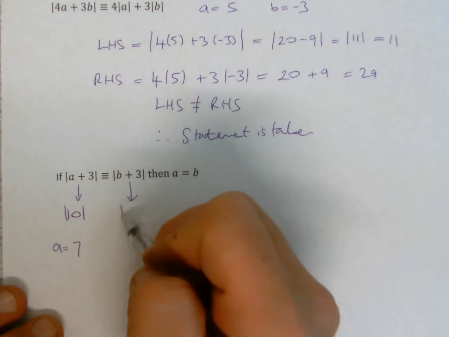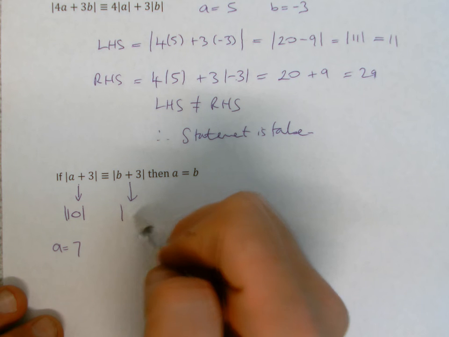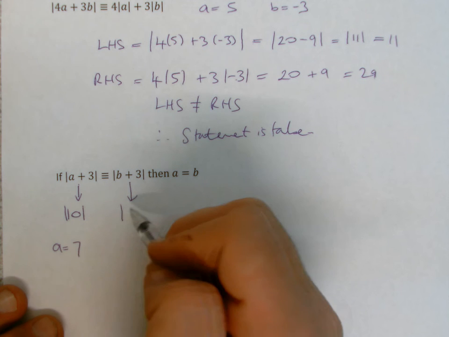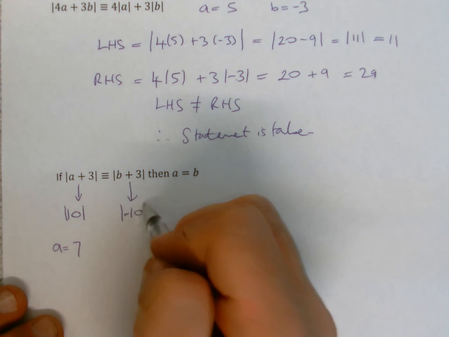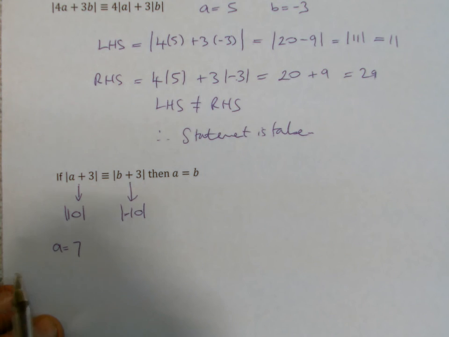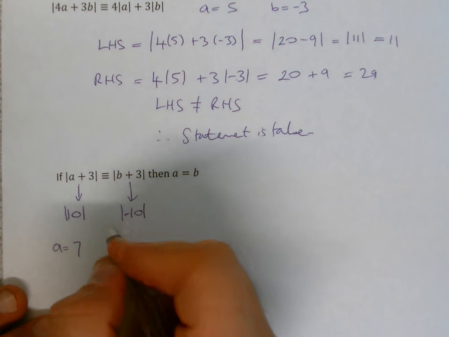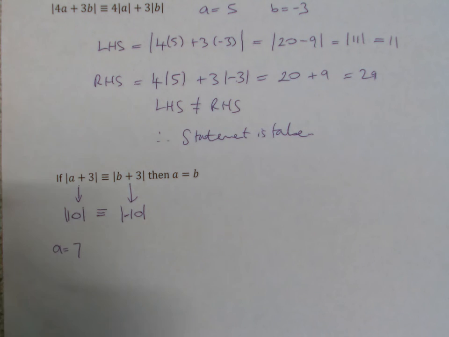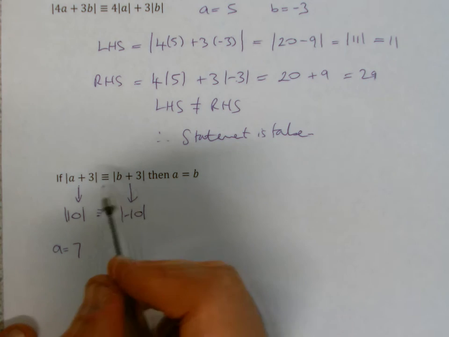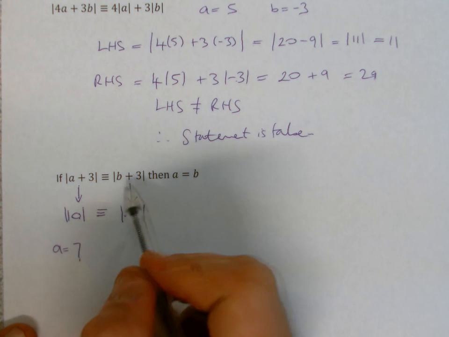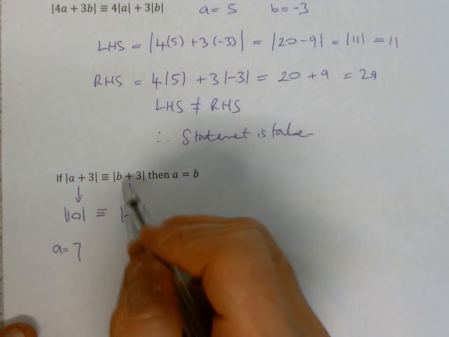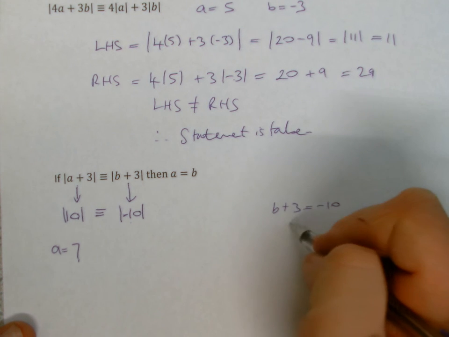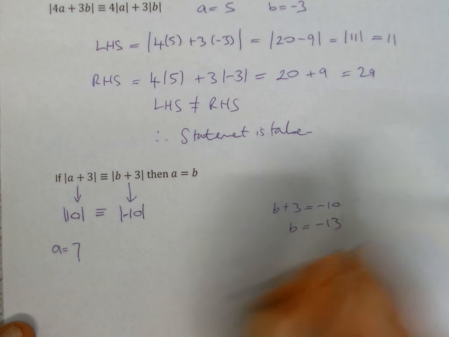we don't actually have to get this to equal 10 for these sides to be equal. Think about it. We could actually get this to equal minus 10, couldn't we? Because if we got this to equal minus 10, these would still be equal, right? They'd be identical, wouldn't they? Because when you do the mod, it makes it positive. So we set that to equal 10, so we got 7. But if we set this to be minus 10, we can work out what b is. So b plus 3 equals minus 10. That means b would equal minus 13.